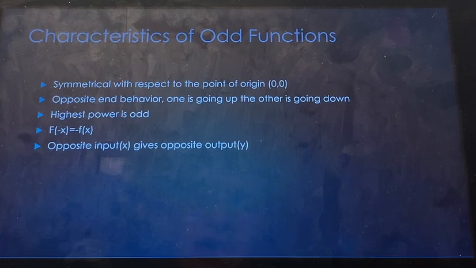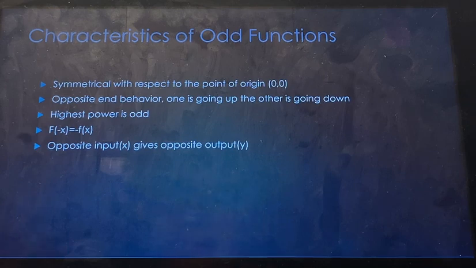So how do we find out from the graph and equation whether it's even or odd? Well, some characteristics of odd functions are that it's symmetrical with respect to the point of origin, meaning if you reflected it over the point of origin, you get the same thing. Opposite end behaviors: as x approaches negative infinity, it does something different than as x approaches positive infinity. For example, if the left side's going down and the right side's going up, then that would not be even. It would be odd.